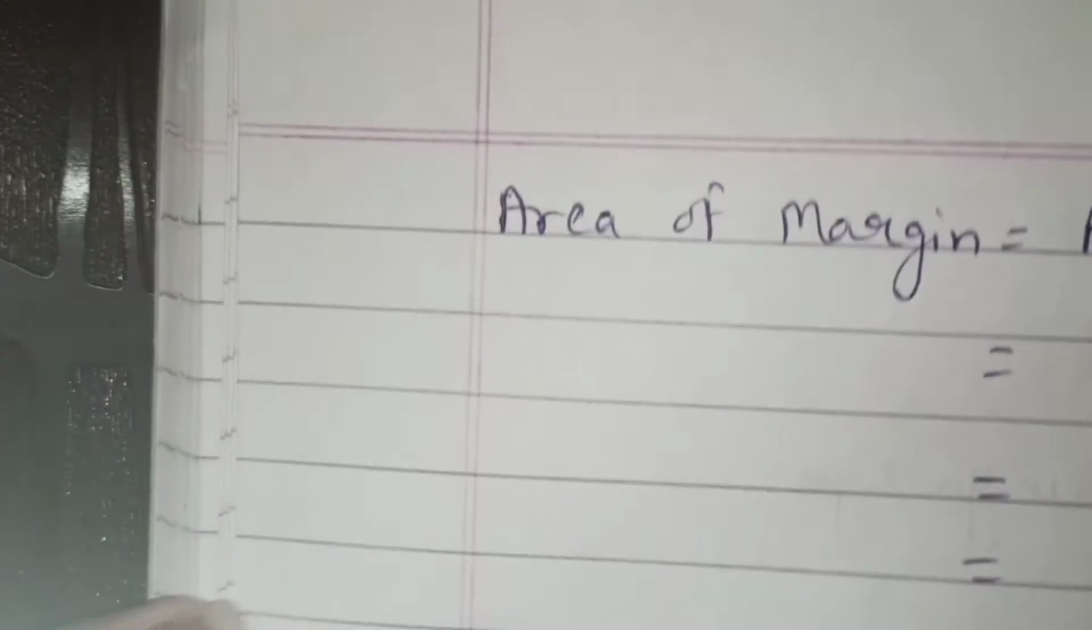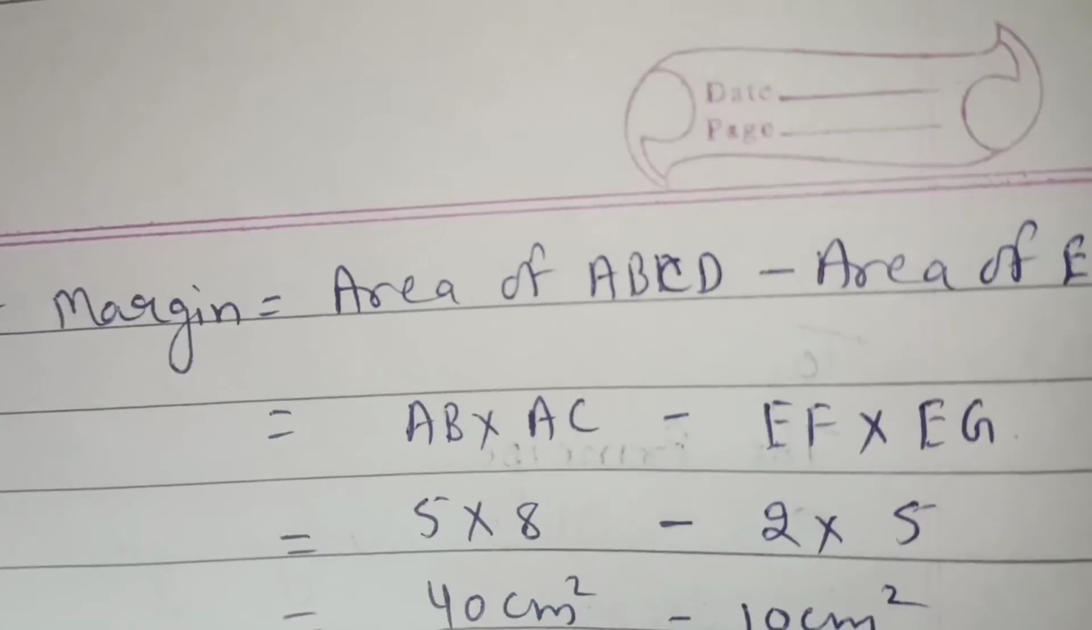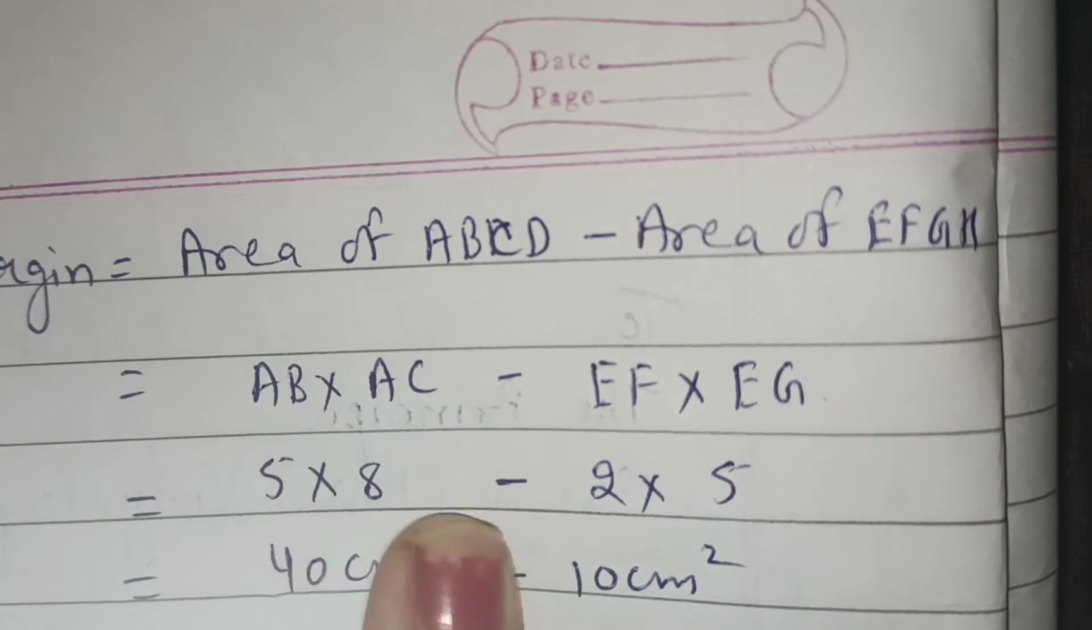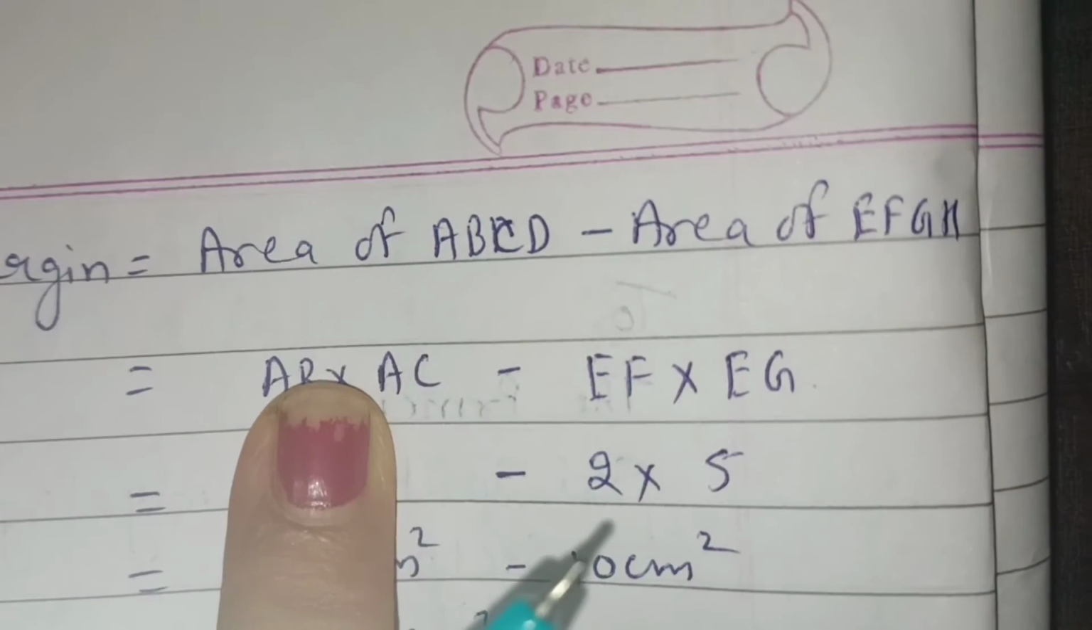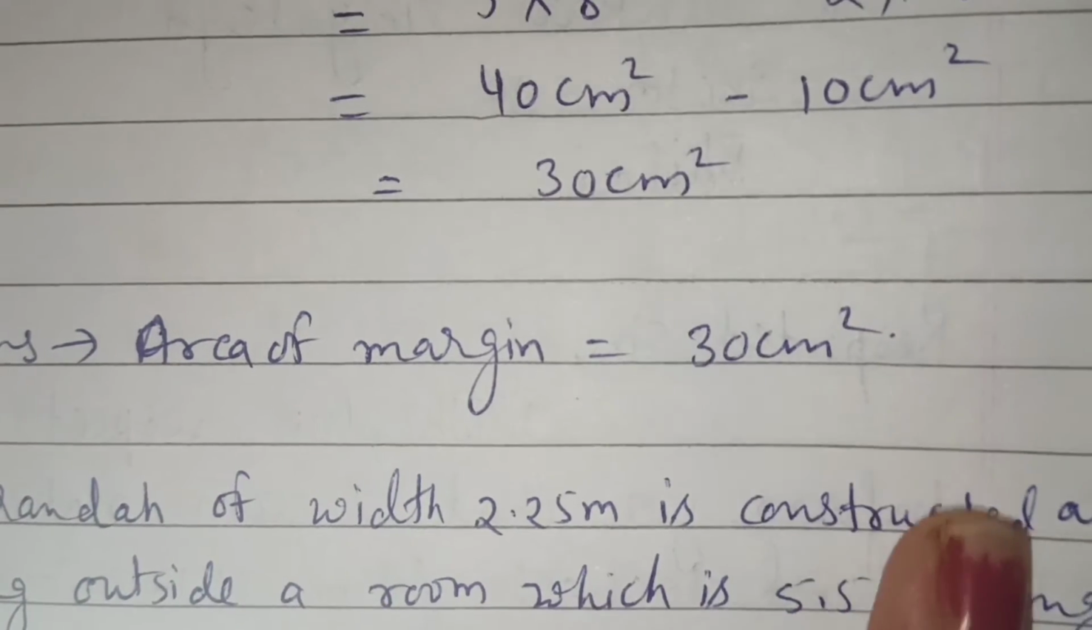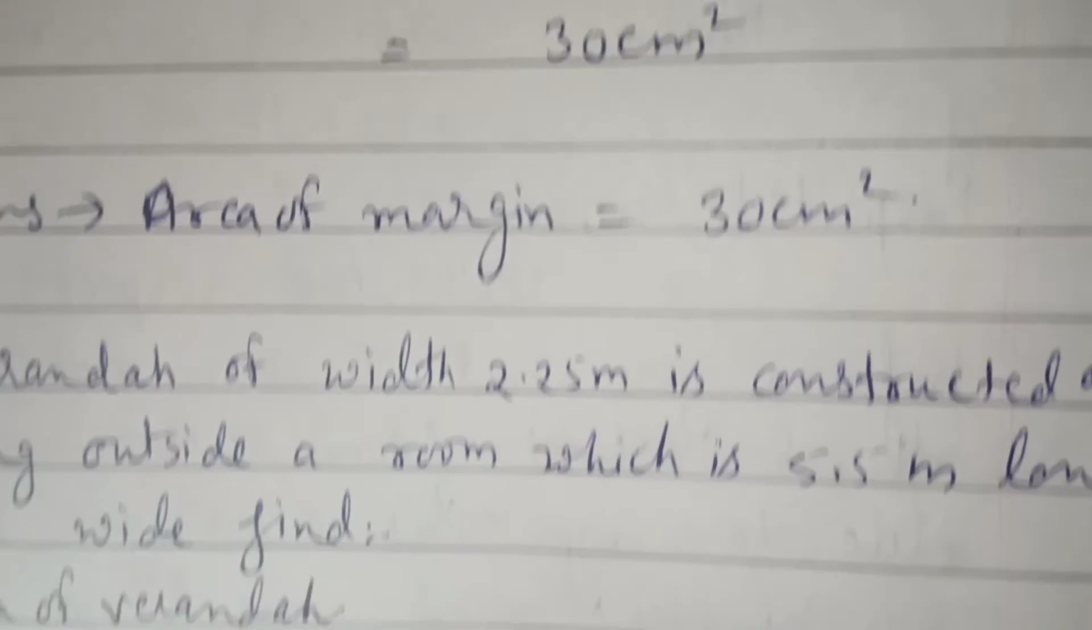And now do the calculation. Which formula will we use here? See, area of margin is equal to area of ABCD minus area of EFGH. Again, AB into AC is the area of ABCD, length into breadth, and we got the answer 30 centimeter square. The area of margin is this.